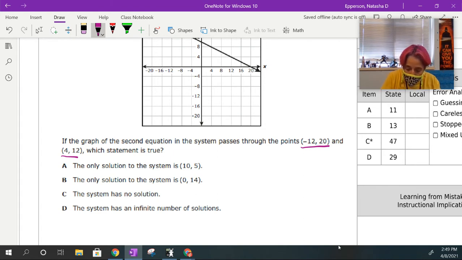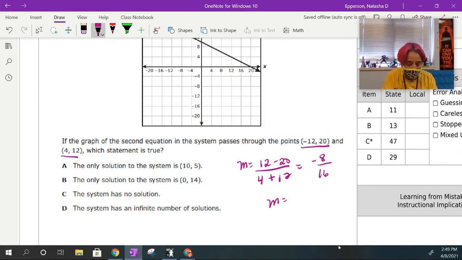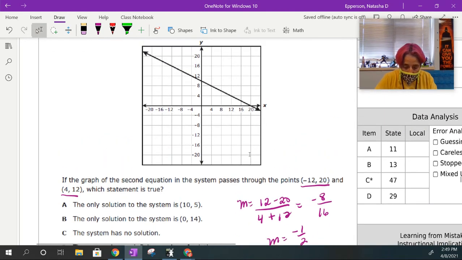Okay, so let's find our slope first. Our slope's going to be 12 minus 20 over 4 plus 12. 12 minus 20 is going to give me -8. 4 plus 12 is going to give me 16. So this is going to give me a slope of -8 divided by 16. It's going to simplify to 1/2. So this is going to be -1/2. I'm going to go up here and I'm going to check the slope of this one up above.